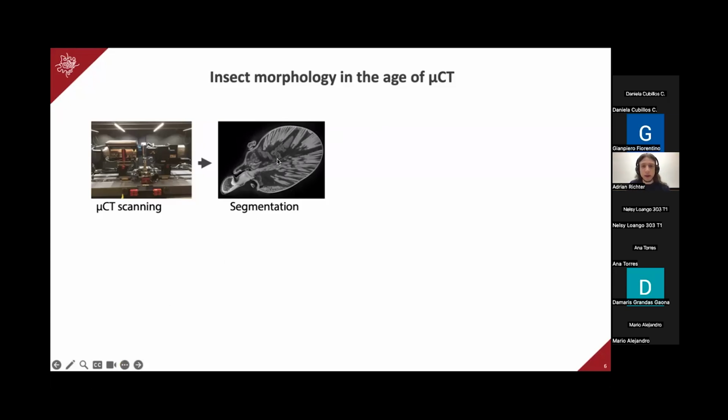Can you see my mouse cursor? Yes. Or do I need to use it? Okay, perfect.